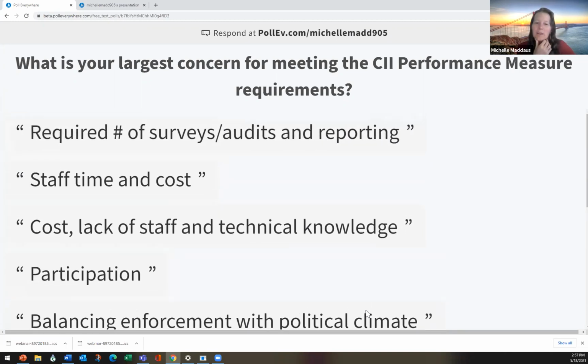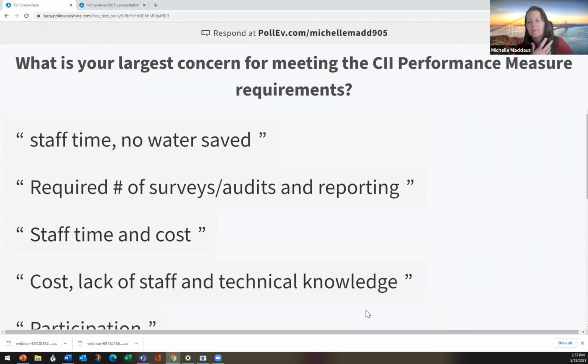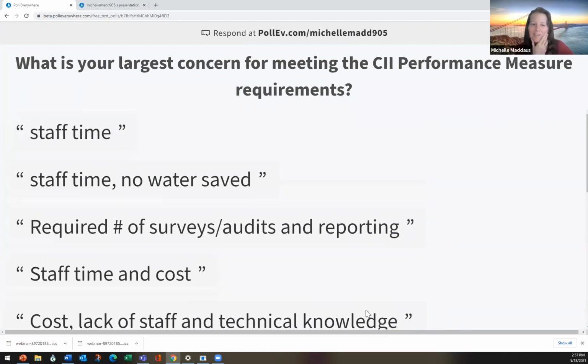Required number of surveys and audits and reporting. Okay, that's getting back to the thresholds question we were talking about earlier. How many are we talking? Are we talking 5? 50? 105? Or 1,005, depending on your situation. Staff time, no water saved, staff time. Okay, a lot of these are staff time.